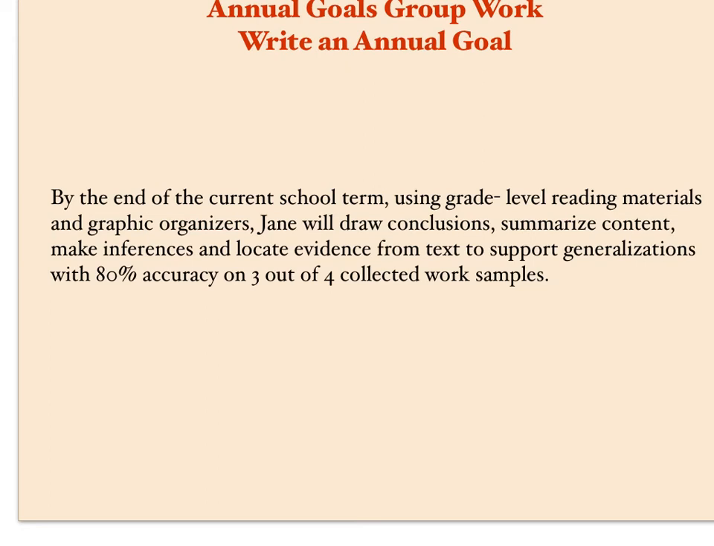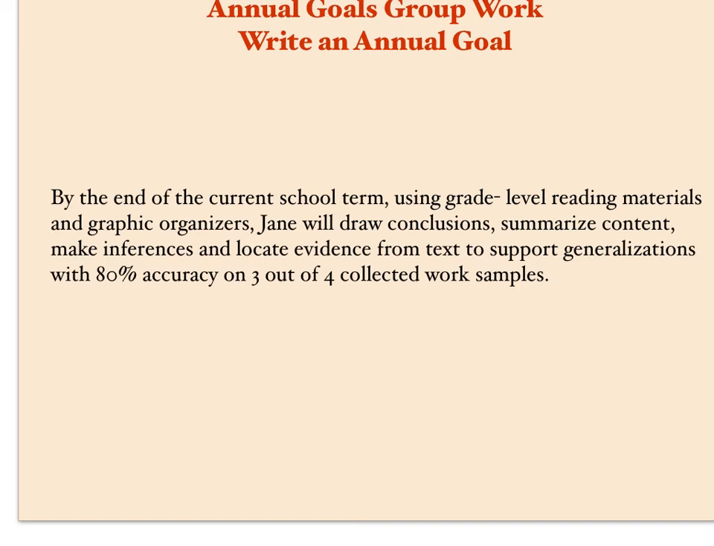So let's break that down. Right here is the time frame: by the end of the academic school year. And what are some of the things that she's going to use? Using grade level materials. This wouldn't be a realistic goal if Jane is reading at a first grade level, a pre-primer level. But she's reading a little bit behind, and so we're going to have lots of benchmarks, short-term objectives that are going to help us get to that point. But at the end of the year, this is an annual goal. We want her using grade level reading materials and graphic organizers.